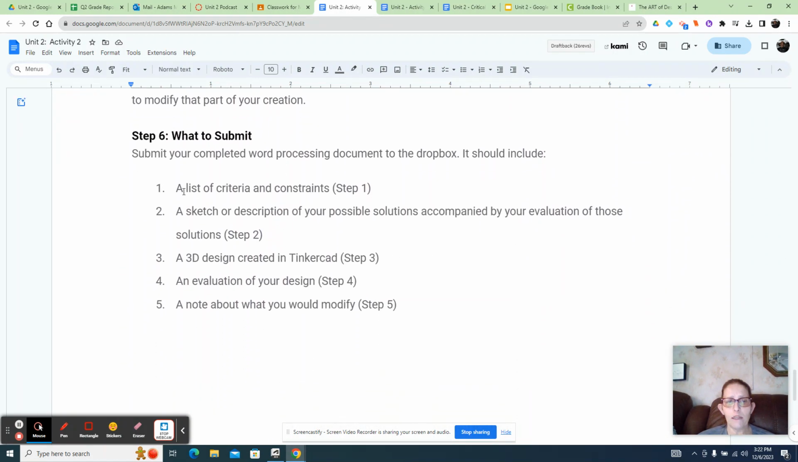So what to submit is a list of your criteria and constraints for your house, a sketch before you drew it, so your drawing of your house and your layout, and then your Tinkercad, and then an evaluation of your design. Did it meet your criteria and constraints? And then a note about what you would modify with your house. So this, along with your picture design, your SketchUp design screenshot, should go here. All right. And again, I'll do a separate video for Tinkercad.